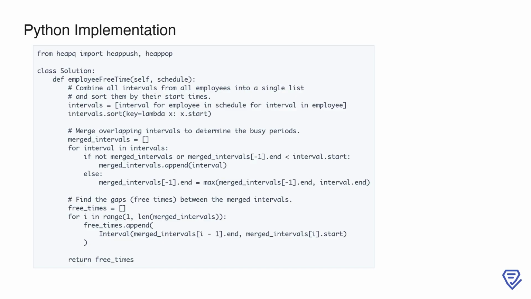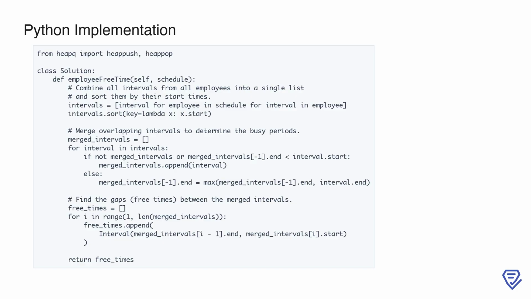Explanation of the code. 1. Input parsing: The input is a list of schedule lists. Each schedule contains busy intervals for an employee. We first flatten all these intervals into a single list using a nested list comprehension. This allows us to work with all intervals collectively, ignoring which employee they belong to.